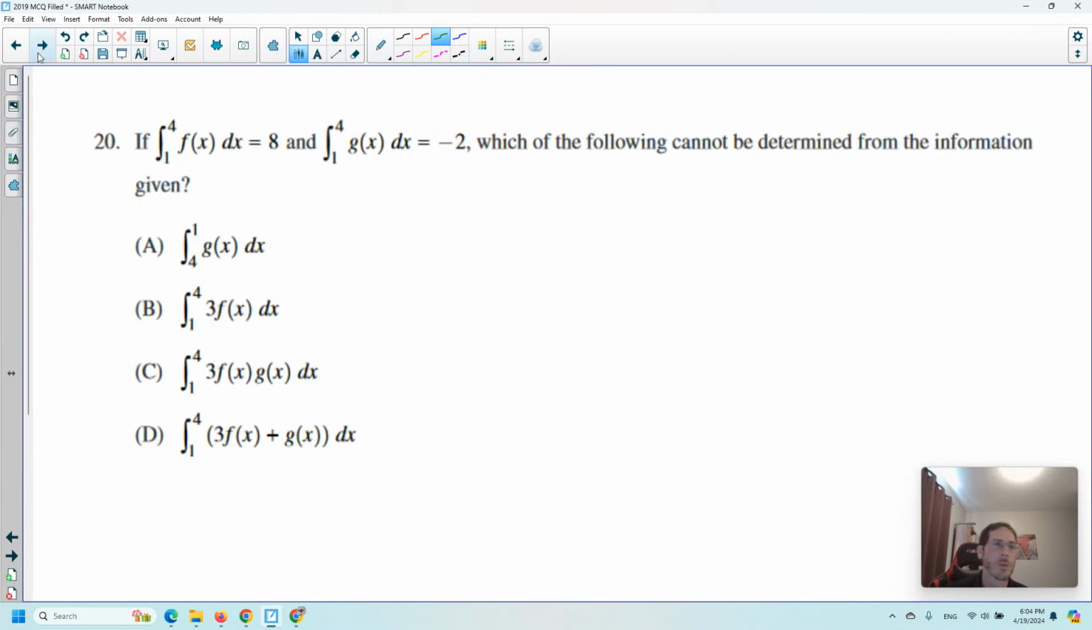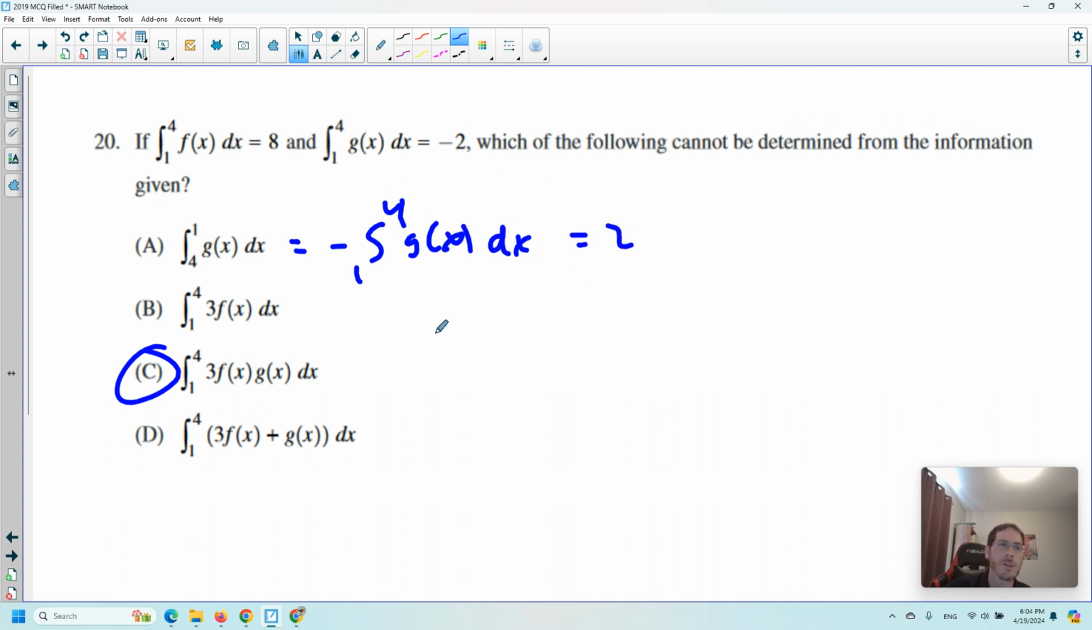All right, for number 20. So we got the integral from 1 to 4 of f of x is 8, and the integral from 1 to 4 of g of x is negative 2. Which of the following cannot be determined from the information given? All right, right away, I'm guessing they're going to make me multiply them, and that's going to be the one. Yeah, that's okay. Easy. But just to double check, to get to A, this is the same thing as negative the integral from 1 to 4 of g of x dx, which we could do. That will give us 2.